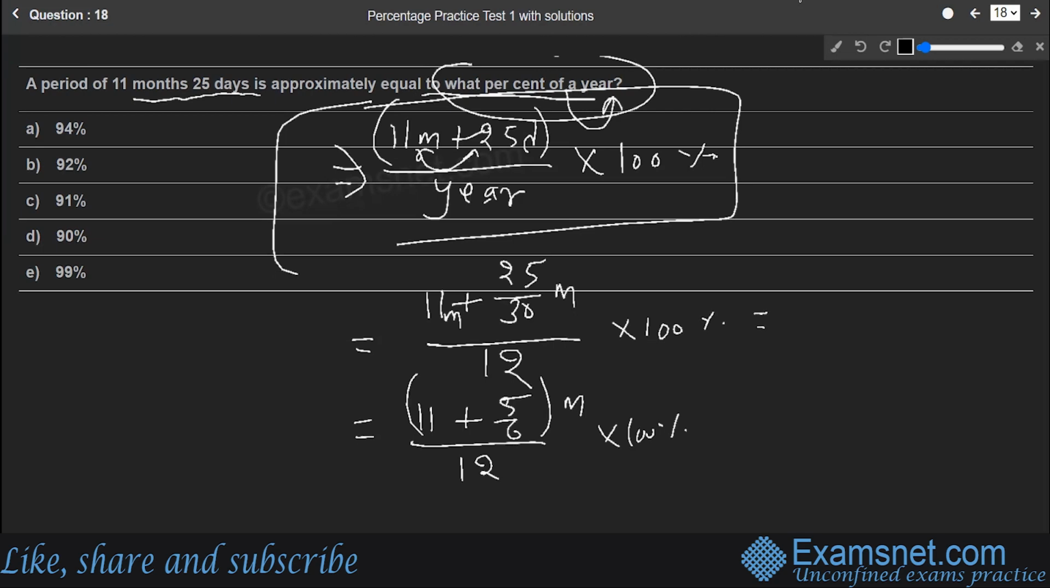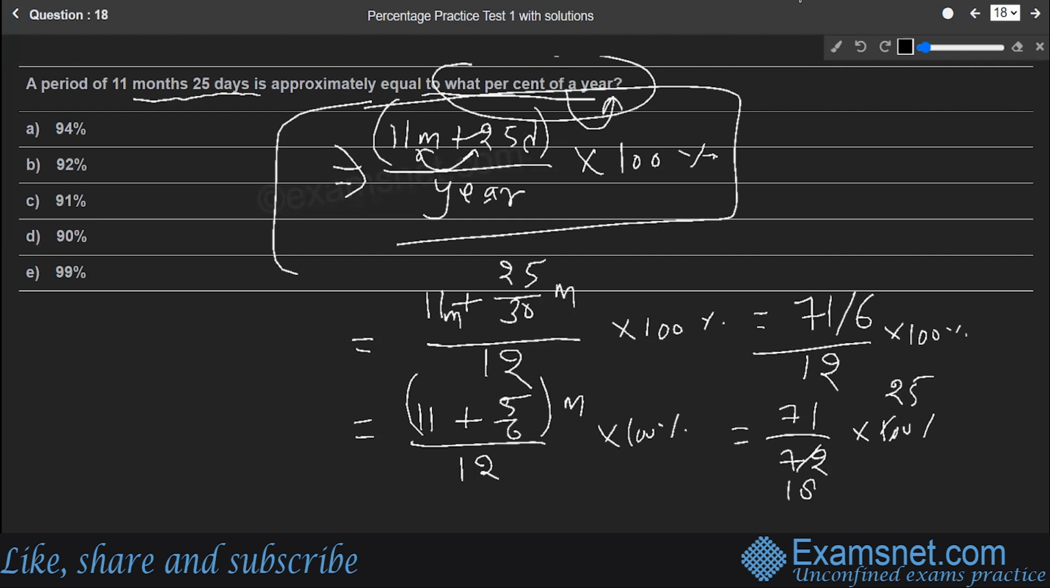Okay, if we solve this further, this is coming out to be 71 by 6. 11 plus 5 by 6 is 71 by 6, divided by 12 into 100%. Okay, which gives us 71 by 72 into 100%. If we solve this, 71 by 72 into 100%, we can cut both the numbers by 4. This is 25, this is 18. And if we solve this further, this approximately comes out to be 99% something. Okay, so we can approximate this value to be 99%. And that is the right answer. 99% is available in option number E.